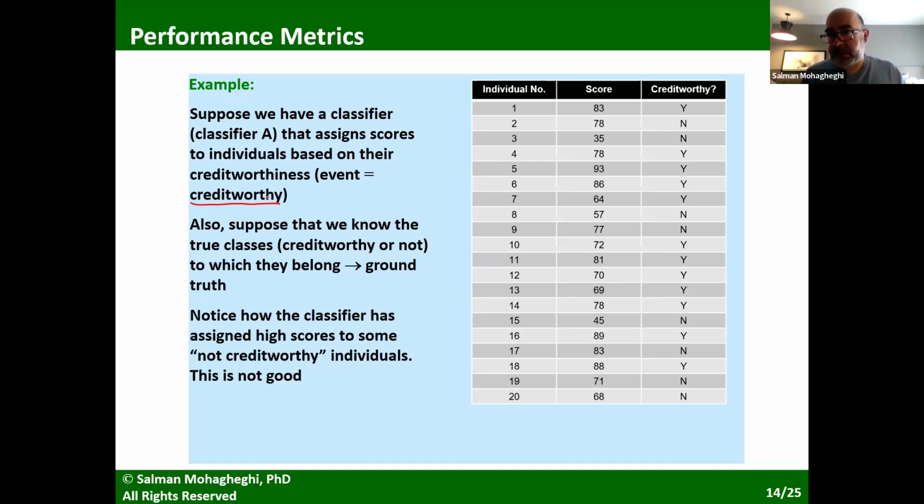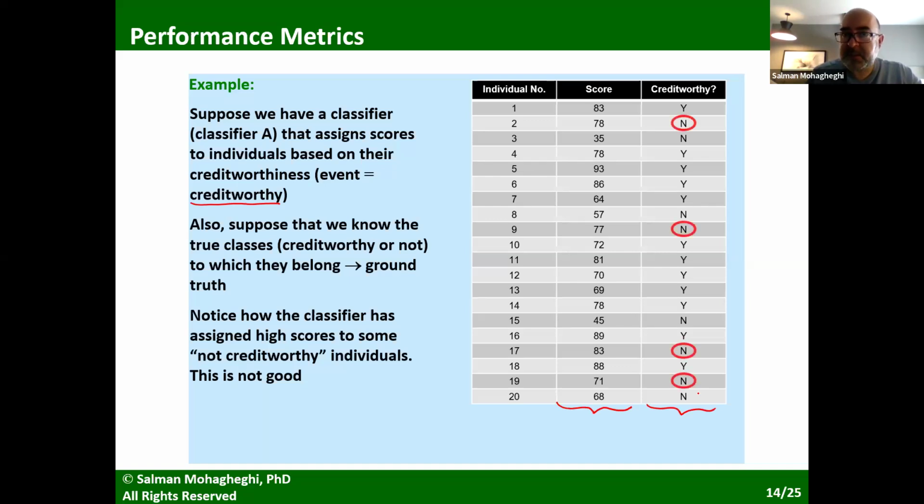Now, let's say I have done this for 20 individuals. So my model, my classifier, let's say a logistic classifier, has assigned a score for these 20 customers or 20 individuals. Imagine I have ground truth as well. So I know in reality if these people are creditworthy or not creditworthy.